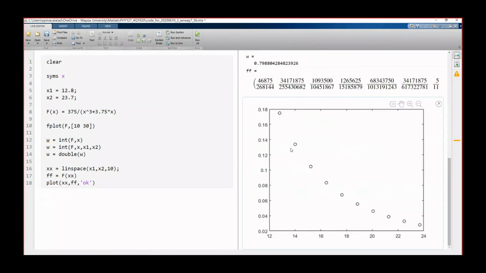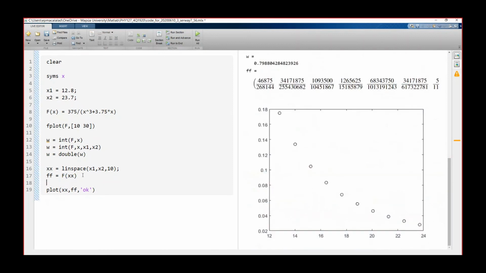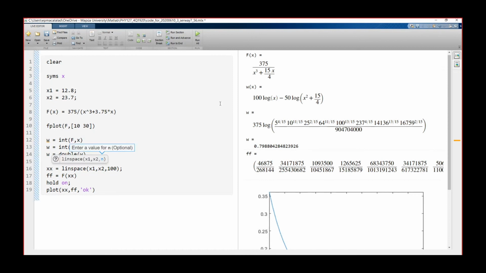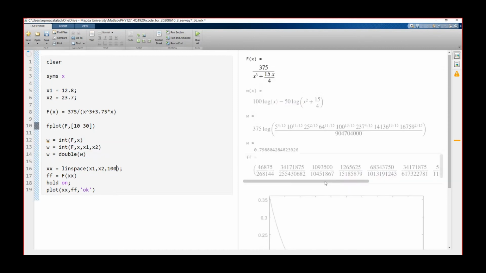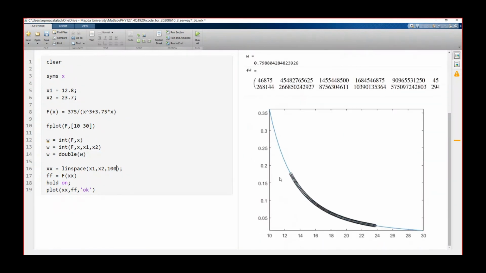So this is your function. Of course, we want this graph to be included in this graph, so let's run it again. These are the dots. Of course, we want as many as possible, so let's say 100. And we want to shade this.